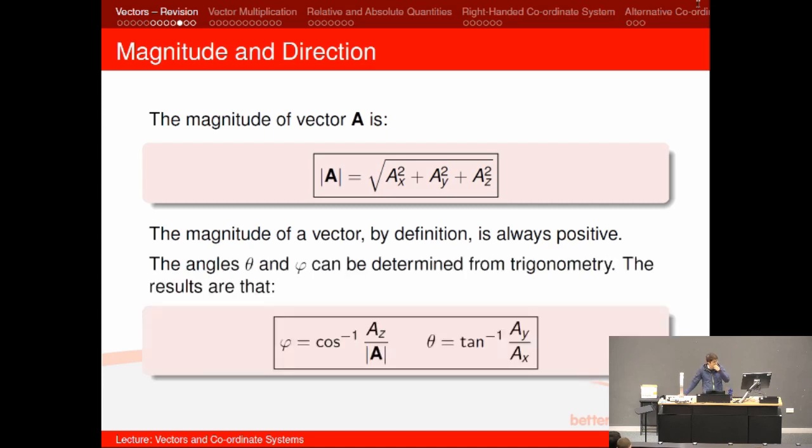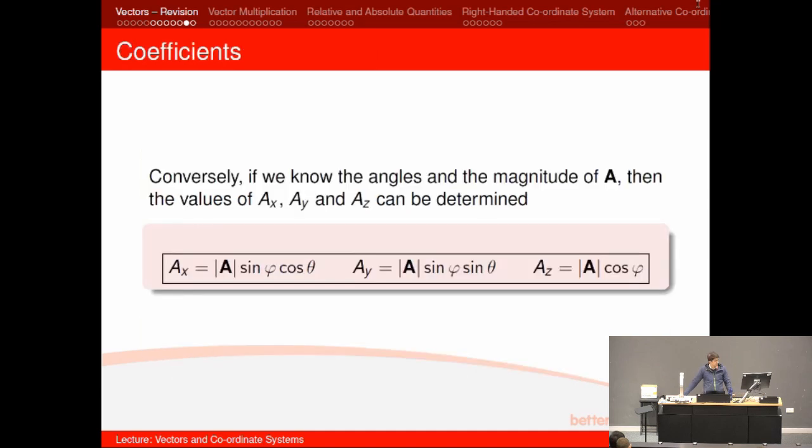And these are the two angles that you can use. Theta and phi can be determined by trigonometry. Those are the two equations that you're going to use to do that. Those two equations should get you through most of the problems if we ask you for any calculations in terms of vectors. If we know the angles and the magnitude of A, then the values AX, AY, and AZ can be determined. That is, again, based on trigonometry.